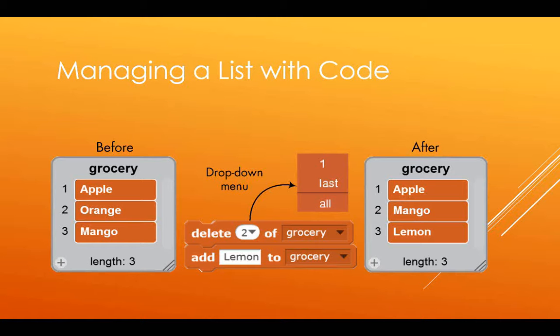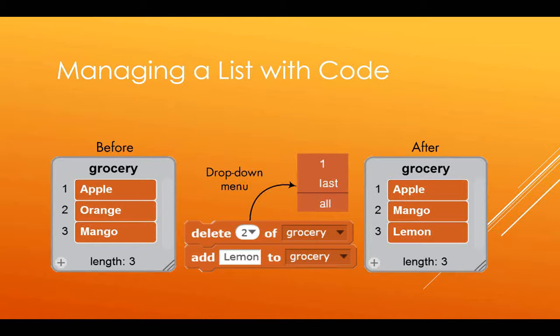Alright, so now we are going to delete. So we need another delete block. So we're going to delete item 2. Okay, you can type it in. The other ones are just shortcuts there. So just click on it again so you get the list, just on the little black triangle. Okay, 1 is obviously the first item. Last is the last item.